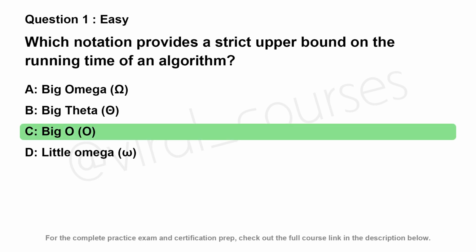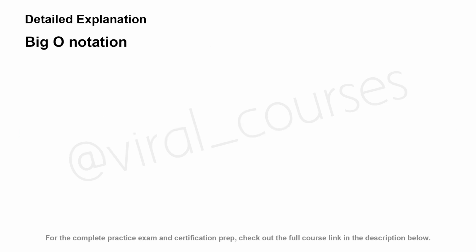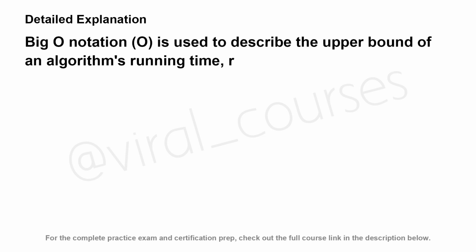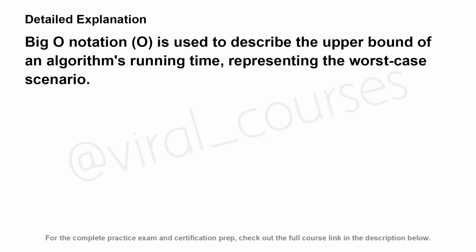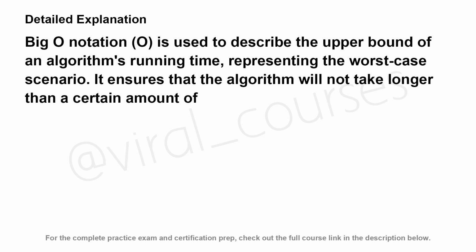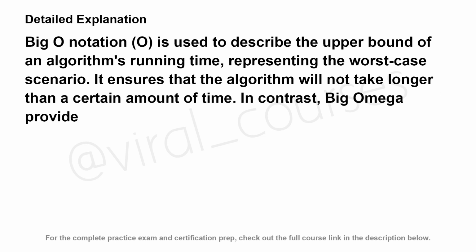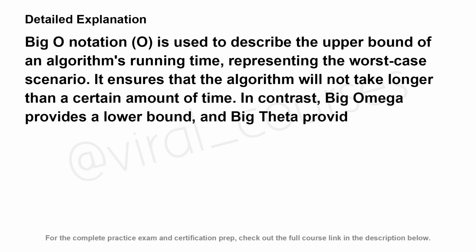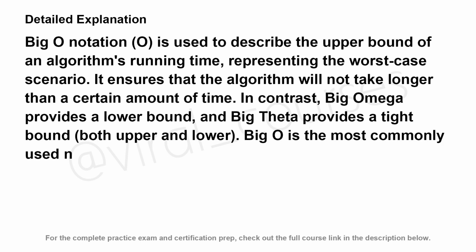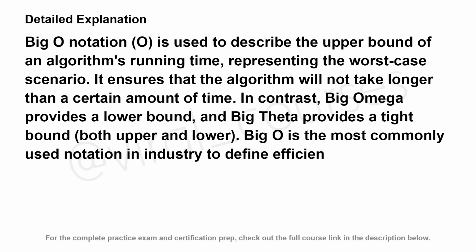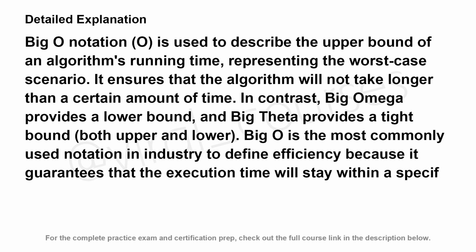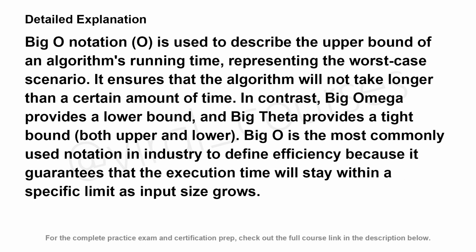The correct answer is C. Big O notation. O is used to describe the upper bound of an algorithm's running time. Representing the worst-case scenario, it ensures that the algorithm will not take longer than a certain amount of time. In contrast, Big Omega provides a lower bound, and Big Theta provides a tight bound, both upper and lower. Big O is the most commonly used notation in industry to define efficiency because it guarantees that the execution time will stay within a specific limit as input size grows.